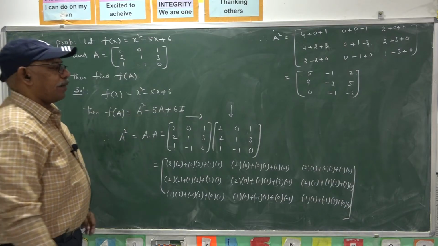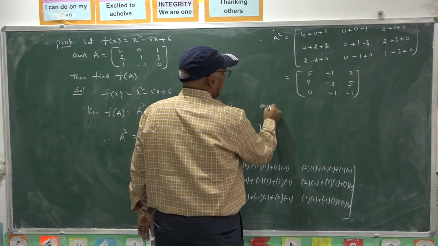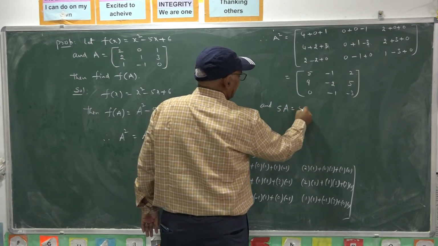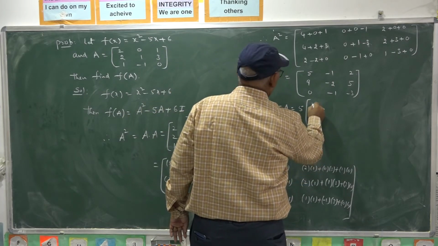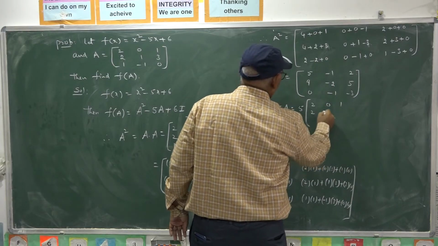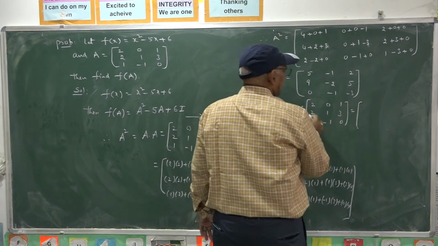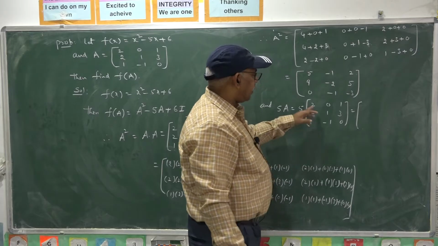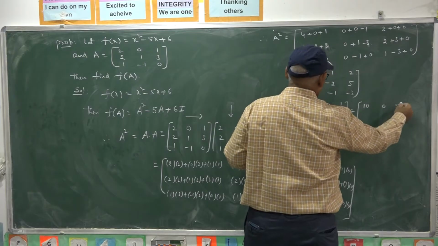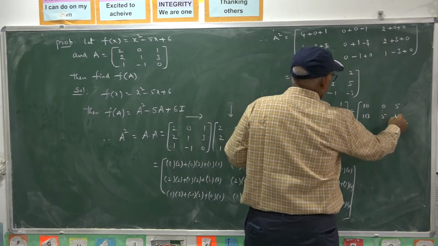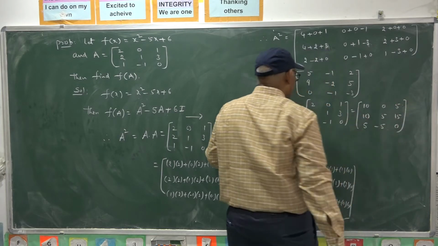Similarly, find 5A, the scalar multiple of 5 into the matrix A. Scalar multiplication of a matrix: A is 2, 0, 1, 2, 1, 3, 1, minus 1, 0. 5A means you have to multiply each and every element of the matrix with this constant. So 10, 0, 5; this is 10, 5, 15; this is 5, minus 5, 0. This is 5A.